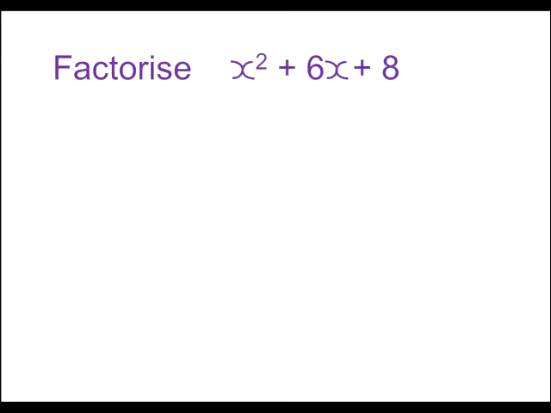So what we can actually have a look at is how to factorize this one. We know the answer is x plus 4 and x plus 2. Factors of 8, 4 and 2 that make 6. So we know these are the answers we're trying to achieve.